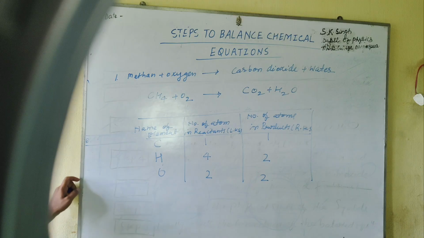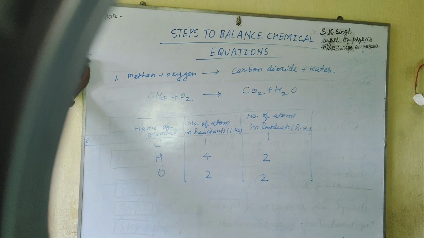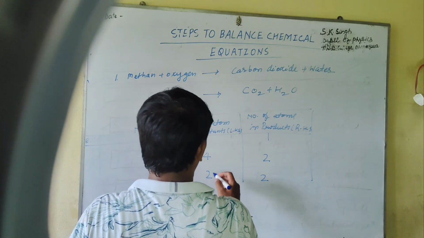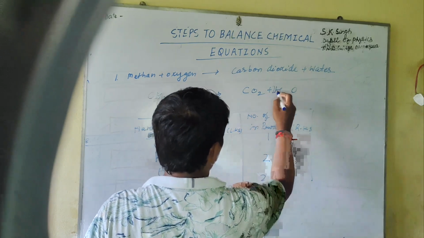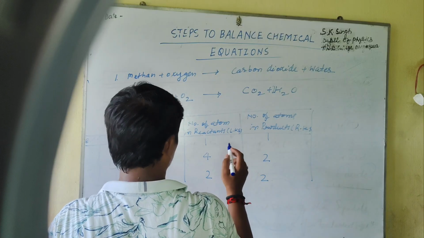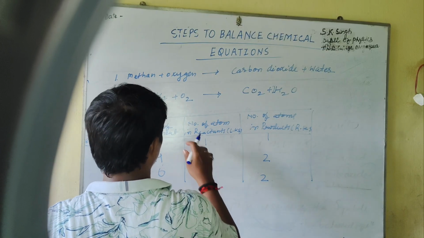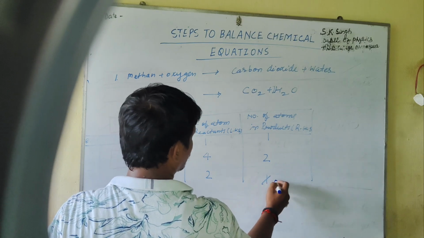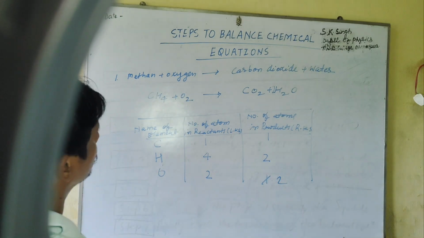So this is not balanced. How can we balance it? Let's first start where the number of atoms is lowest. Carbon is equal. In oxygen there is 2. Oxygen becomes 2. There is 1 already, sorry, and it becomes 2. That is balanced.